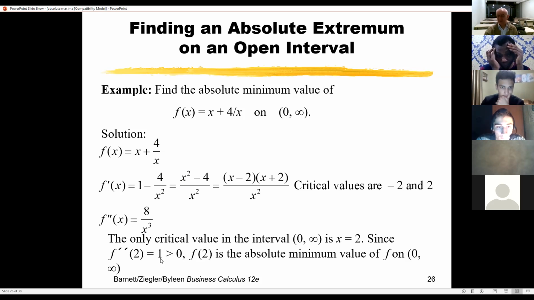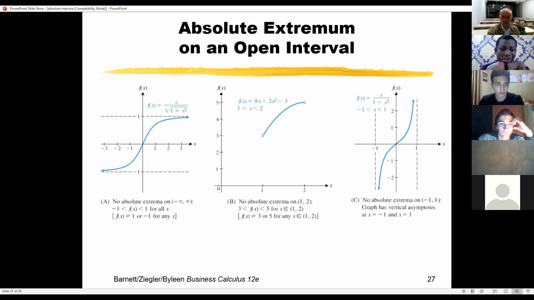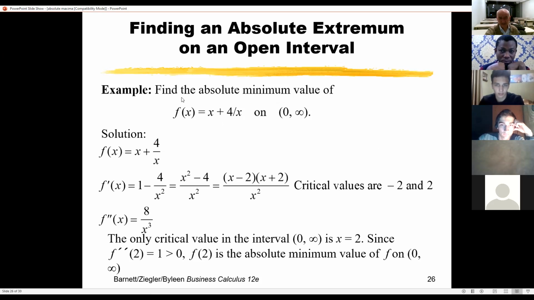When the second derivative is positive, pay attention. We need only the sign of the second derivative. We need only to know whether the second derivative is positive or negative. We don't need to know the value of the second derivative. Only the sign. Here, when we plug in 2, the second derivative is positive. It means we have a minimum of the function. And how do we find the minimum? We will plug 2 into the original function, and our answer is going to be 2 plus 2, 4.